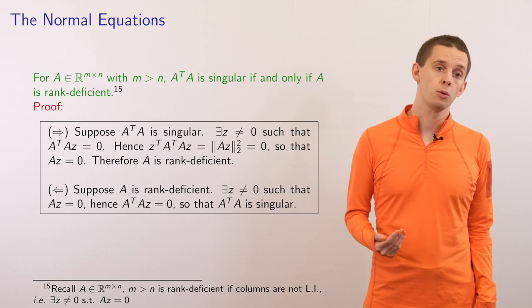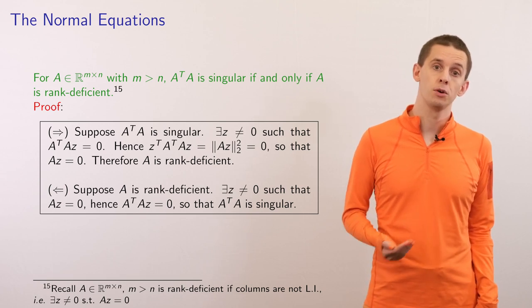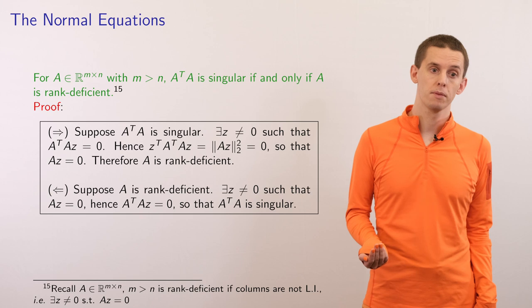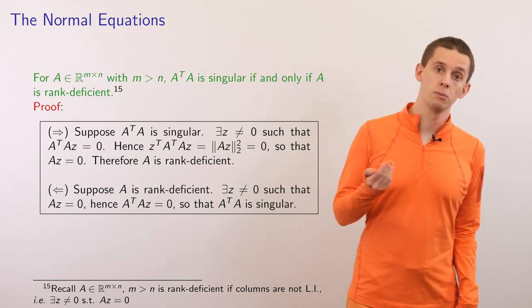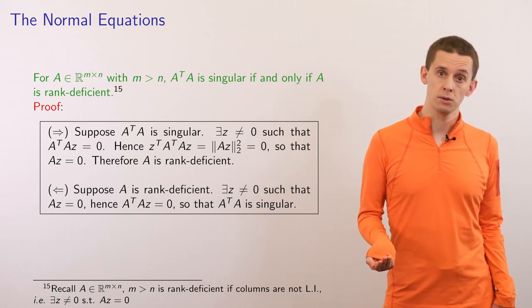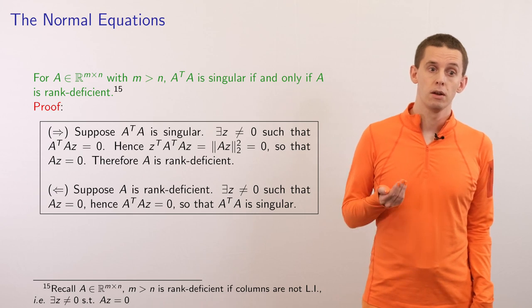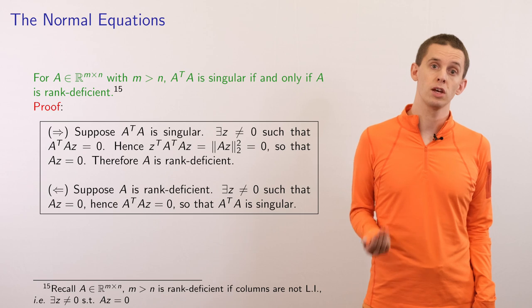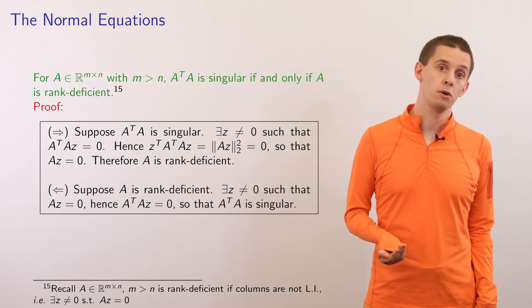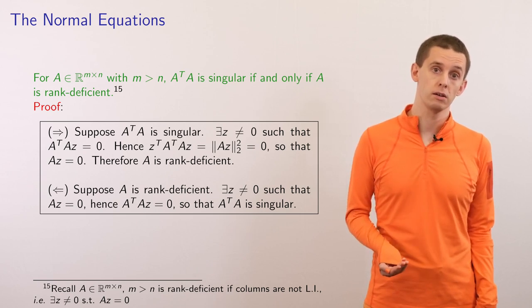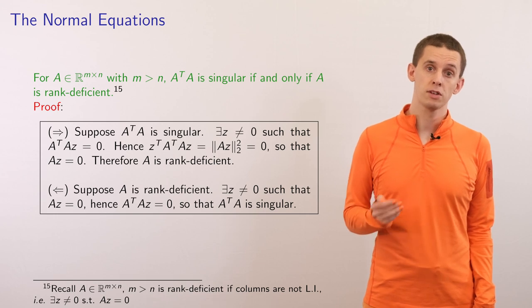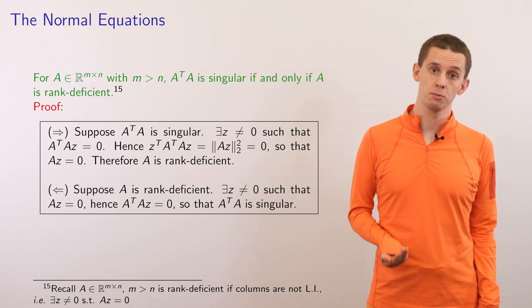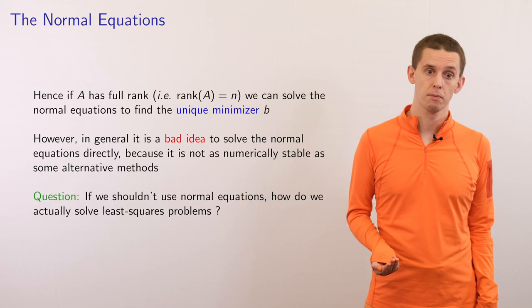Now let's look at it the other way. Let's suppose that we have a rank deficient matrix A. We know then that there's some non-zero z such that Az equals 0. Hence we can pre-multiply that by A transpose, so we know that A transpose A z equals 0. And therefore we know that A transpose A is singular. So we've established that there's a one-to-one correspondence between these two properties.